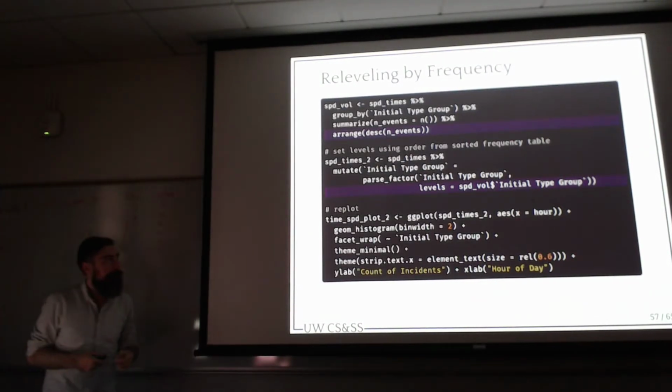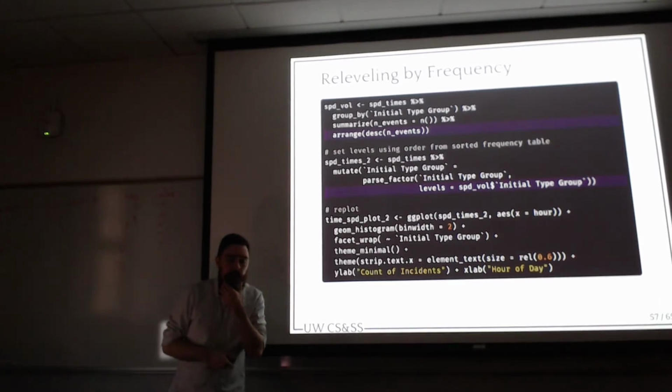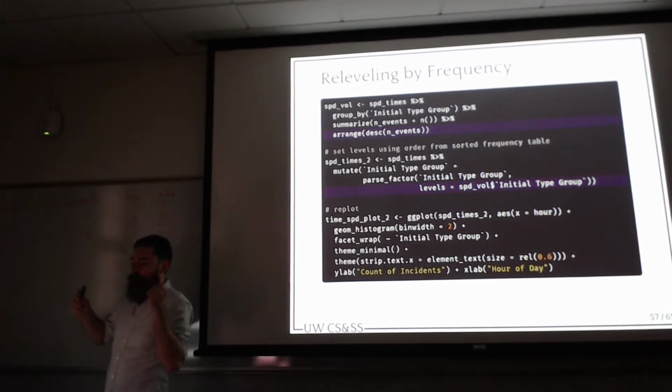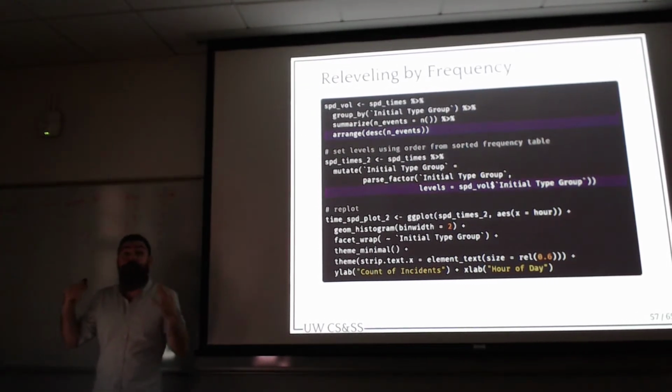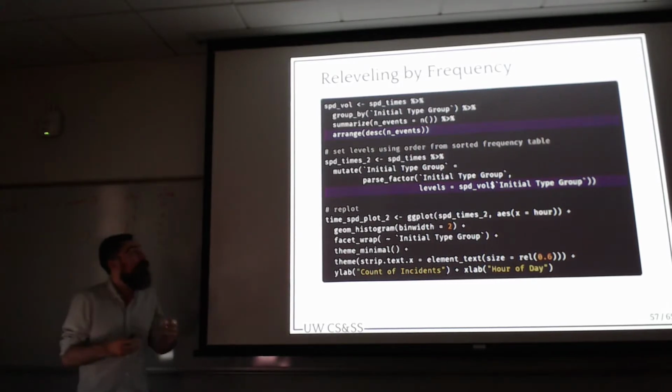Now I'm going to do something with it. A common operation you might want to do is make it so your factors are ordered by the frequency they occur in the data, so that the first level is the most common level in the data. Something you very often want to do. This is how to do it.